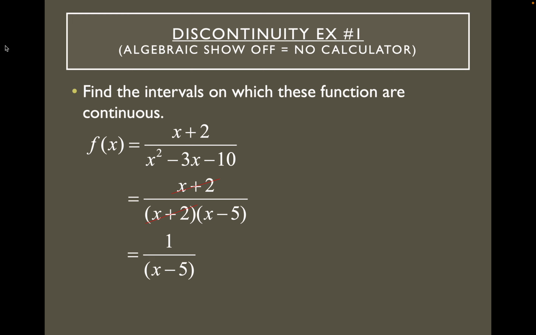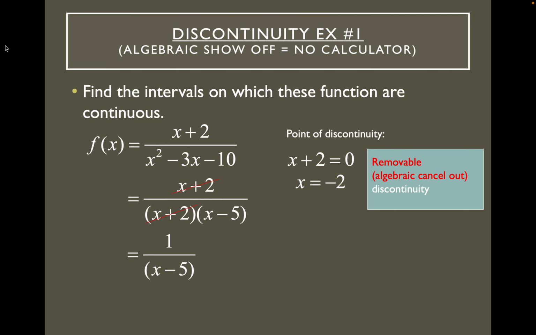Denominator x minus 5 cannot equal 0. So when I solve that, there are 2 things I need to watch. One is the x plus 2, top and bottom, I cancel out. So I temporarily take it away. So x equals -2 is my removable discontinuity.